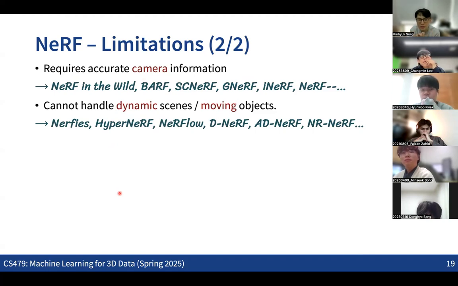So yeah, that's also something that we need to consider. But there are also some recent techniques for handling dynamic objects, okay?